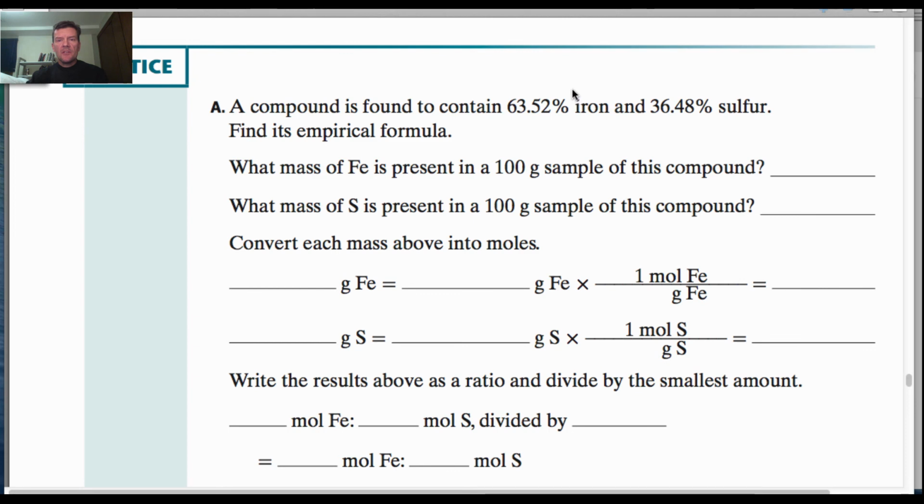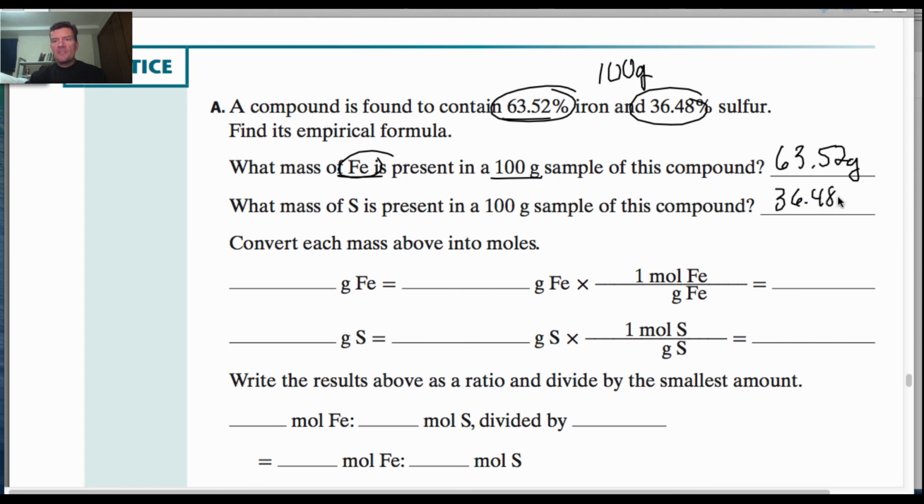Same thing here. You're given percentages. Assume you have 100 grams. So if you have a 100 gram sample, and iron is 63.52 grams, and this would be 36.48 grams.